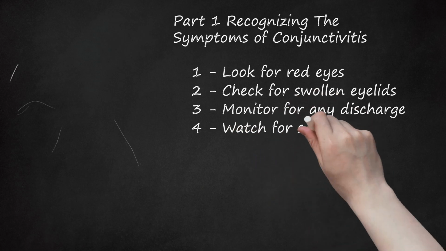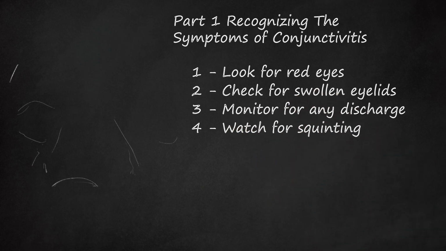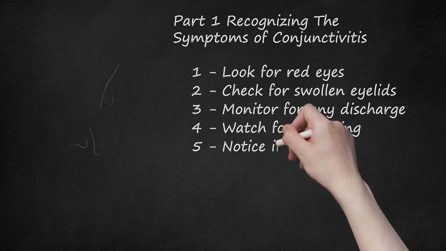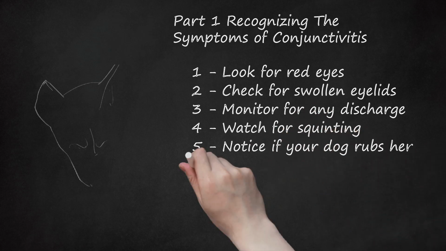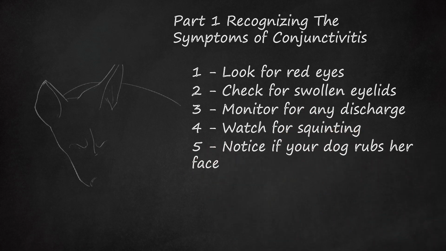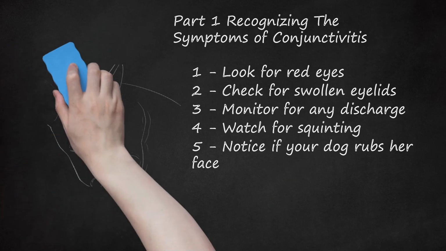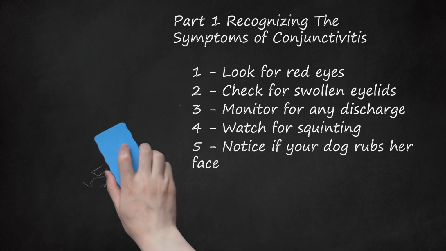4. Watch for squinting. Because conjunctivitis bothers a dog's eyes and causes swelling, your dog may squint or blink a lot. This may be combined with swollen eyelids. 5. Notice if your dog rubs her face. Conjunctivitis causes irritation in the eye. Due to this, your dog may rub her face along the ground to try to relieve it. She may also paw at her eyes often.